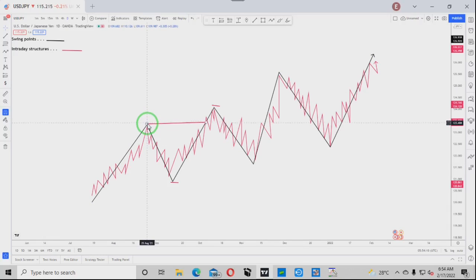It printed a high here and then dropped, retraced to print a low, a major swing low, and went up again to break this previous major swing high to form a new higher high. That is a major swing point. This is a higher time frame swing point, and then it pulled back to form this swing low here. This is a higher time frame swing low.